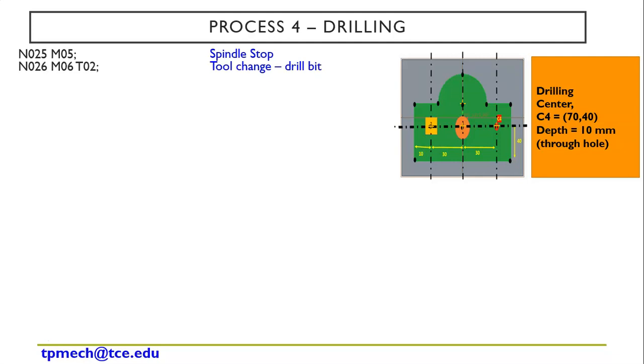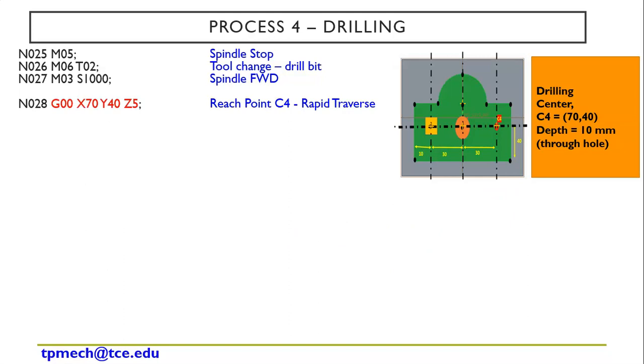The tool change code is M06. My assumption is that the second tool post holds a drill bit, so I call the second tool. M06 T02. Again spindle forward M03, S equal to 1000. Now I'm going to reach the center point of drilling. So reach point C4 with rapid traverse: N08 G00 X70 Y40 Z equal to 5.